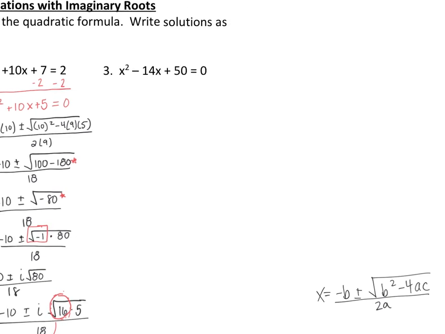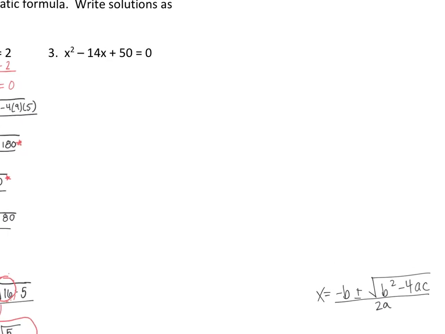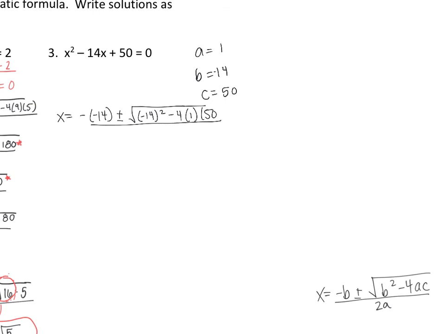All right, now we're going to do number 3. Okay? So this one is already set equal to 0, so I don't need to worry about that. So I'm just going to go straight into labeling: a is 1, b is -14, and c is +50. Okay, and then I'm going to use my quadratic formula. So I'm going to write this as negative times -14 plus or minus the square root of -14 squared minus 4 times 1 times 50, all over 2 times a, but a is 1, so I'm just going to put 2.